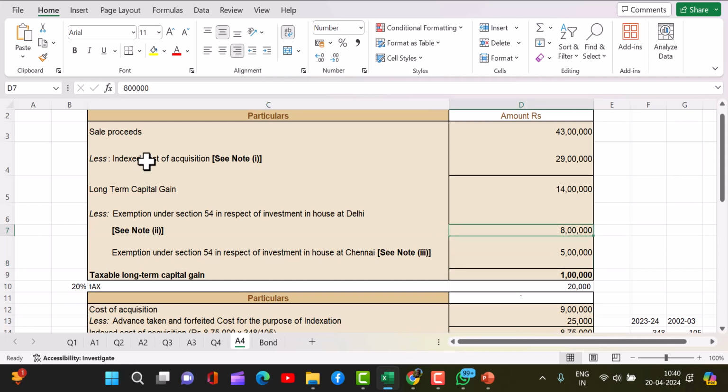So 8 lakhs plus 5, 13. So that means his capital gain is 1 lakh. Okay. So he has to pay say 20% tax, for example. So it will be 20,000. Of course, 4% cess has to be added here. So this will be his liability.